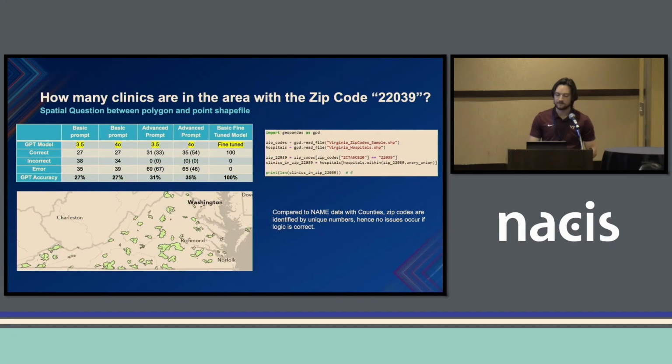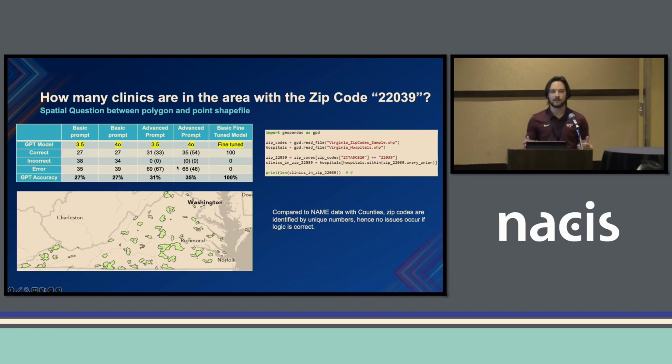So for the sake of time, these are just some results of how many clinics are in the area with the zip code 22039. We used prompt engineering methods, which is just adding more details to the things we asked ChatGPT. Initially, out of the 100 questions, it only answered 27 correct for the basic prompts, and then increased slightly as we gave it more information, to 35.